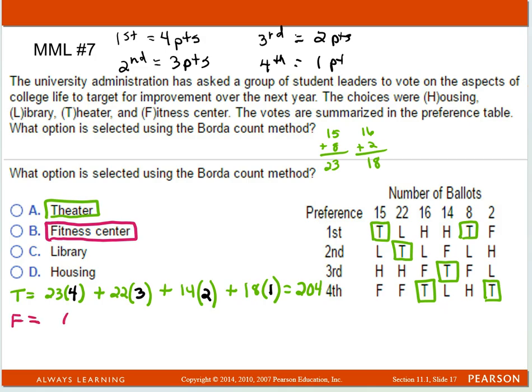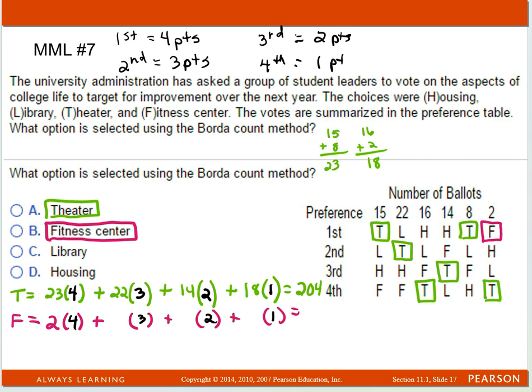So now we're going to look for the fitness center, and that is going to be F. Just to make my life a little easier, I'm going to go ahead and put in the 4 points, 3 points, 2 points, and 1 point. All right, to the table we go. Now we're looking for F's. Under the first place votes, there's only 1 F. These 2 people on the end want their fitness center improved. So there are 2 votes that are first place. 2 times 4 would be 8, obviously. So they earn 8 points there.